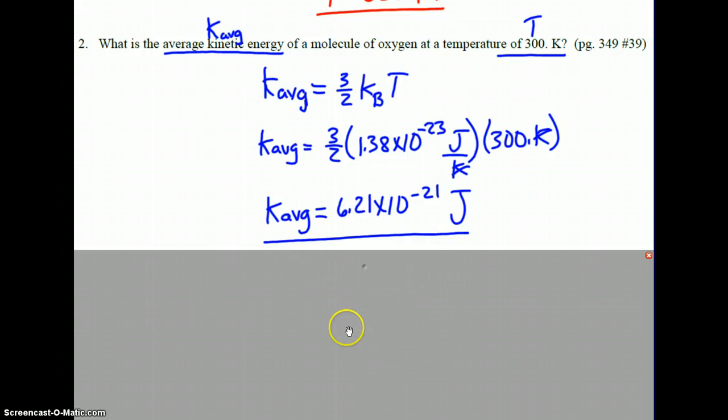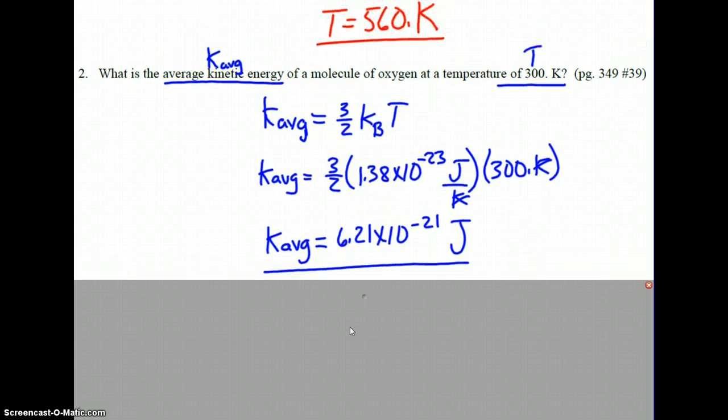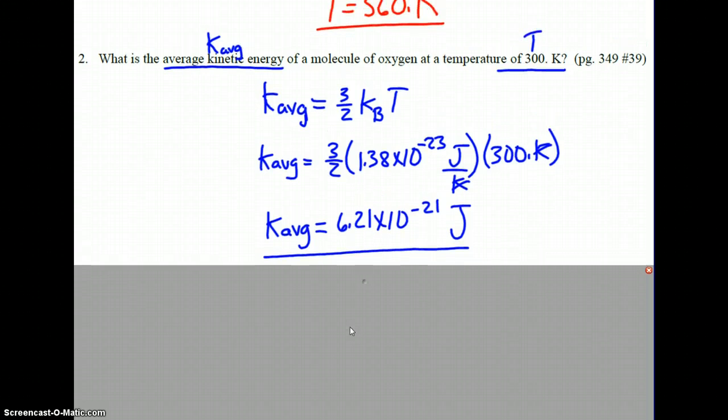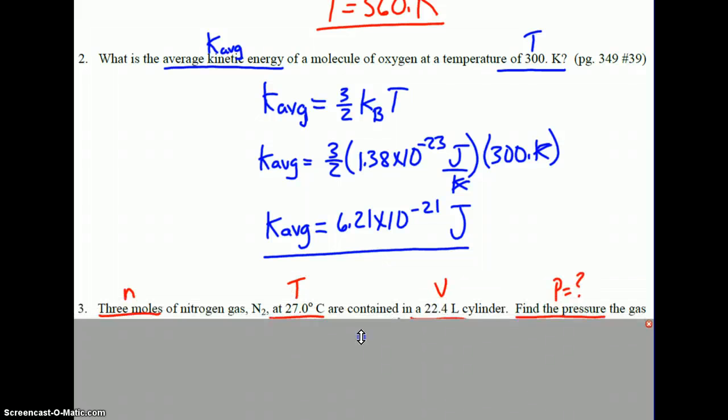Okay, pretty easy, straightforward, but what were you supposed to learn from doing number 2? That temperature is a measure of the average kinetic energy of the molecules of a gas. It's actually the average kinetic energy of the molecules of any substance, but in this unit we'll talk about gases.